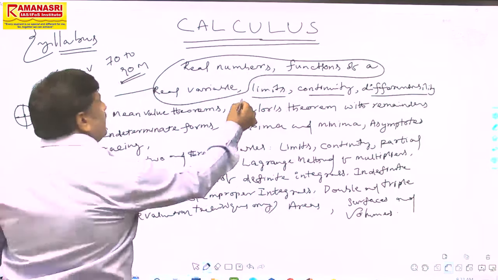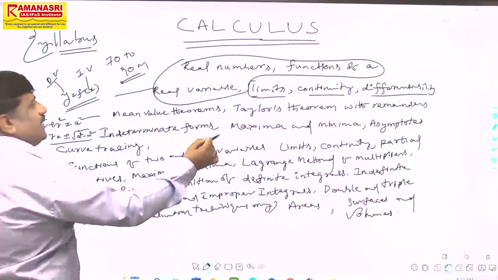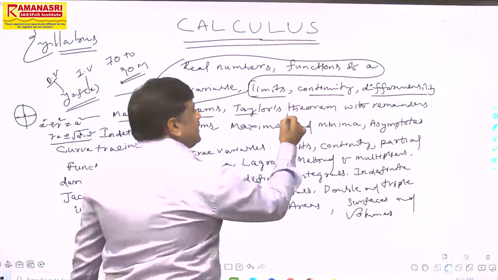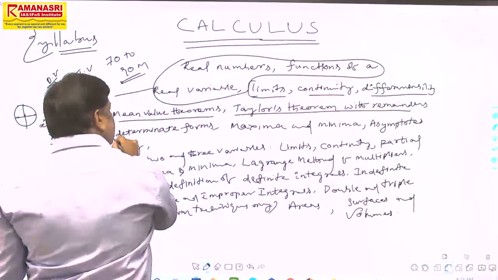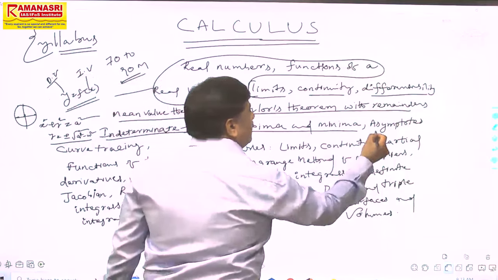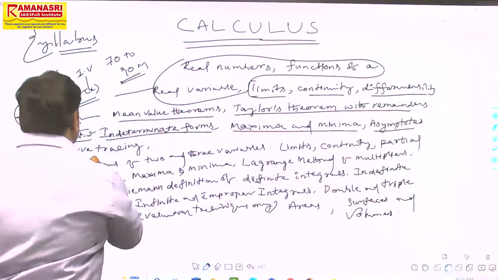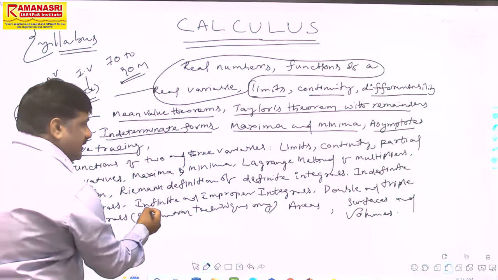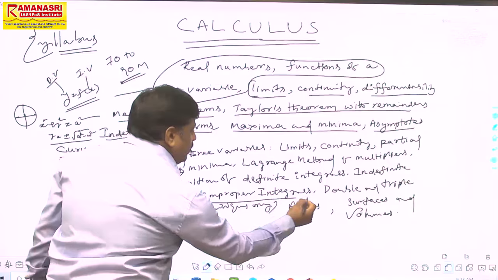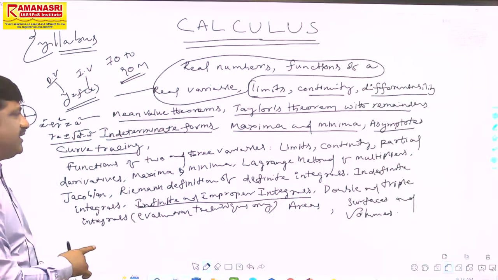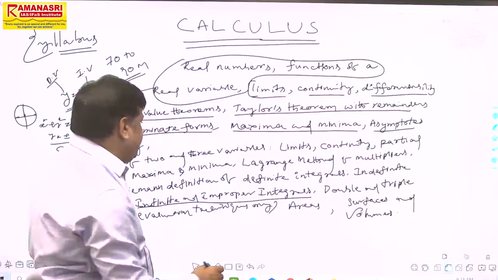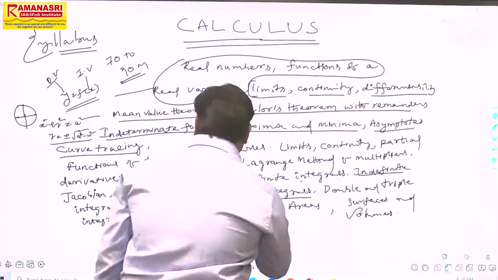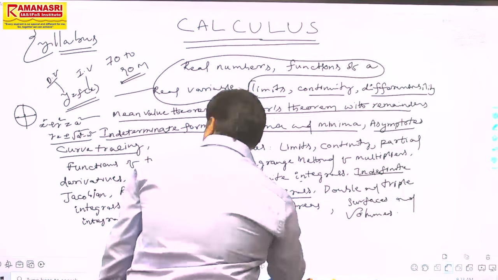Here we are talking about limits to differentiability, all these things, mean value theorems, Taylor's theorem with remainders and indeterminate forms and maxima, minima and asymptotes and curve tracing. Even here are also indefinite and improper integrals and definite integrals. Riemann definition is also there. Indefinite integrals and Riemann definition of the integrals.